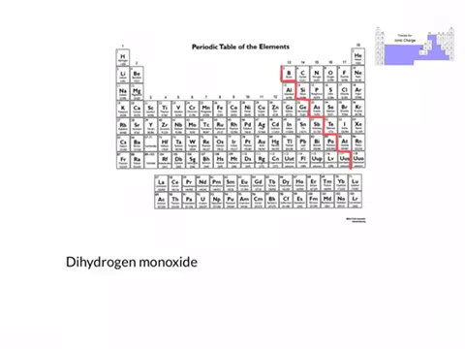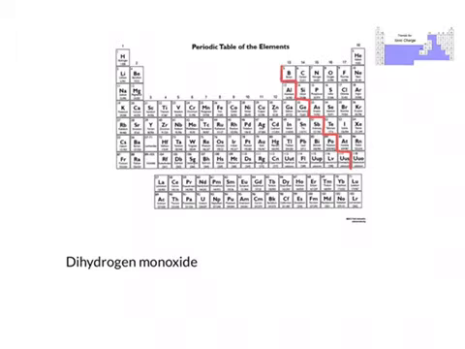All right, let's take a look at naming, or coming up with the molecular formula, for a molecular compound. First of all, let's take a look at what we've got here. We've got dihydrogen monoxide. One of the clues right off the bat that tells you this is a molecular compound is that you see these two things here. You see the use of those prefixes that we saw before.